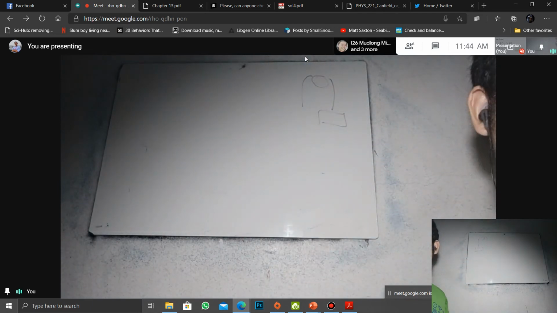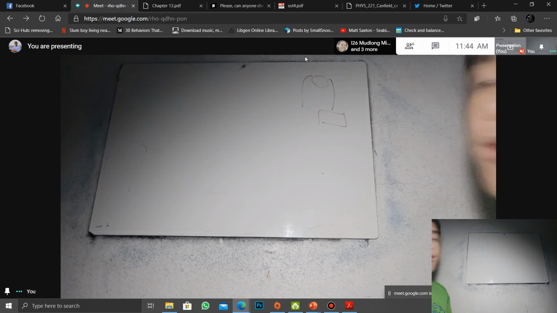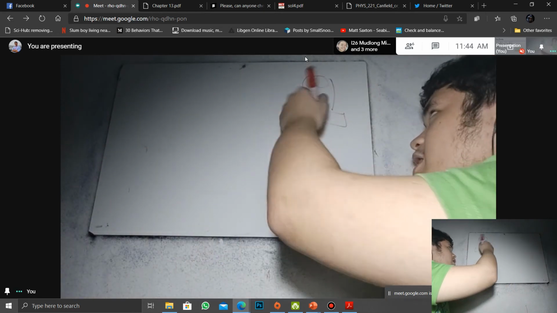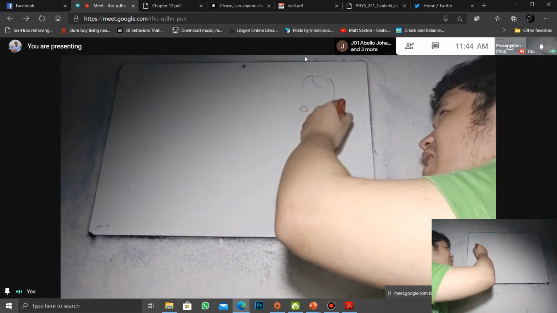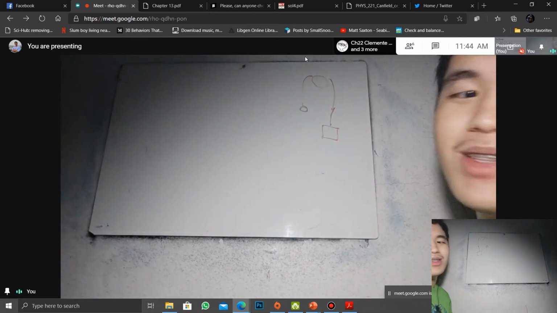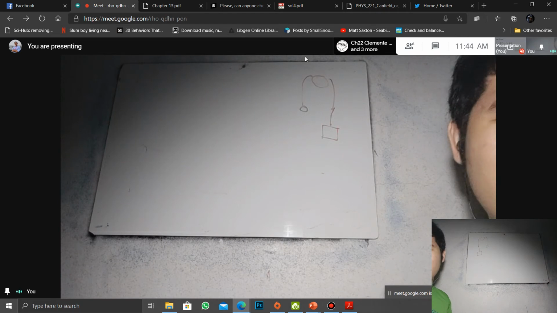Pasensya na if pangit yung marker. Wala na akong ink eh. Ano pa kasi, isang class na tuturuan nito mamaya. Same topic. Tapos, meron din mamaya super habang topic. So, sige.